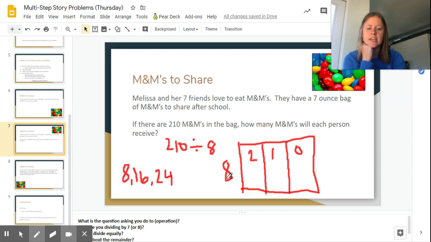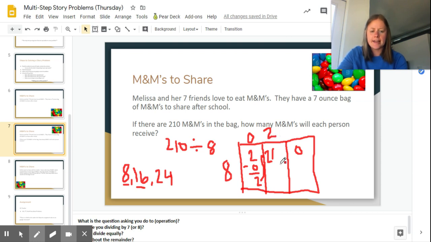So think to yourself, can 8 go into 2? No, okay? So you're going to put a 0, can't go in there. And then 2 minus 0 is 2, okay? So that 2 goes up here. Now it's 21, okay? So we think to ourselves, how many times can 8 go into 21? Does 8 work? Yep. Does 16 work? Yep. Does 24? No. Okay, so it can only go in there twice.